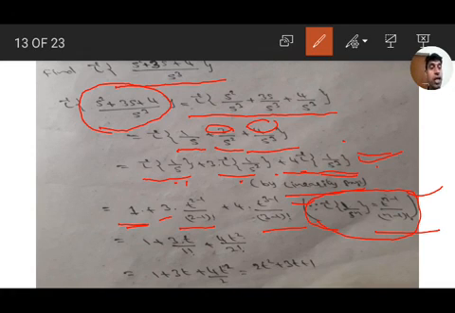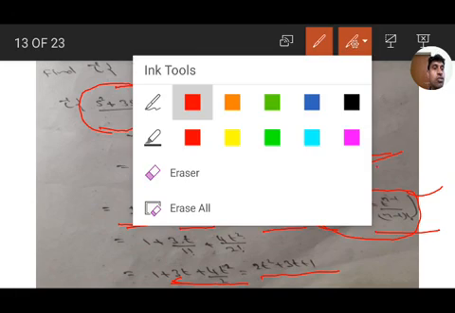Simplification: 1 plus 3 into t by 1 factorial plus 4 into t square by 2 factorial. 2 factorial means 2, 1 factorial means 1, that is 1 plus 3t plus 4t square by 2. 2 2s are 4, we get 2t square. Writing this term first, 2t square plus 3t plus 1 is the inverse Laplace transform of the function.